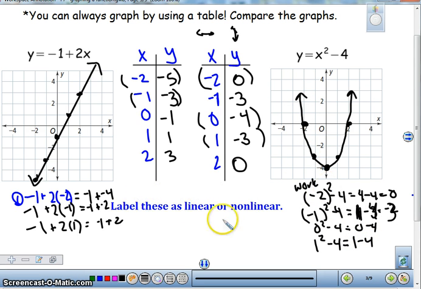It says label these as linear or nonlinear. So at this point, we want to go back and we would say that this first one is definitely linear. Why? It makes a straight line. This one is nonlinear. Again, did not make a straight line.